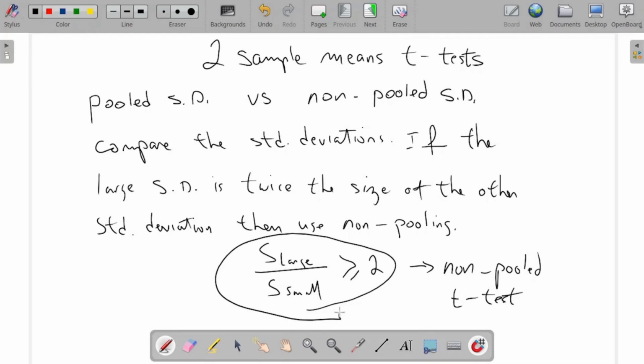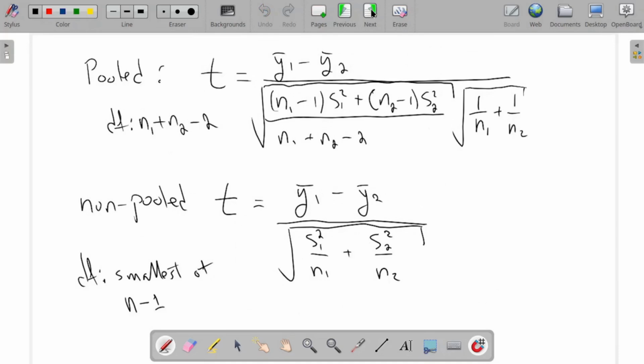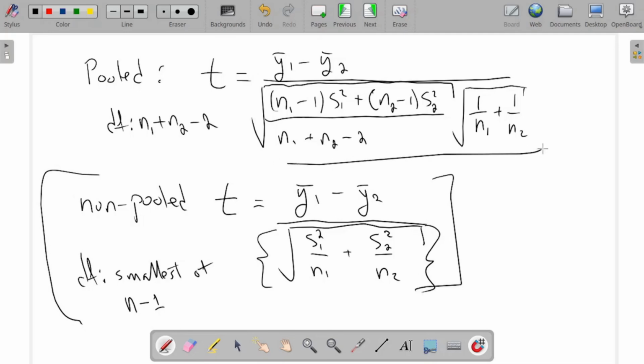Now, let's take a look at the other way this works out. Well, if we go over to this slide, you'll see the two formulas. This is the non-pooled formula here. If you have that ratio of standard deviations at 2 or larger, this is the formula you're going to use. And you'll notice the denominator is much more compact than the one we're going to look at up here when we do the pooled version.